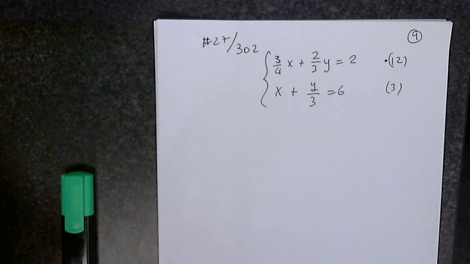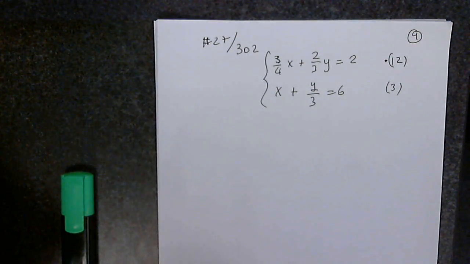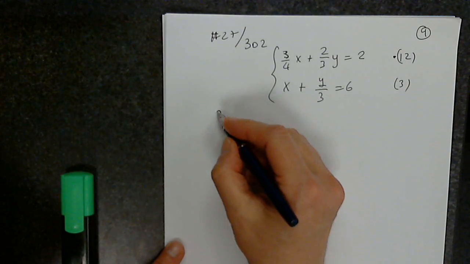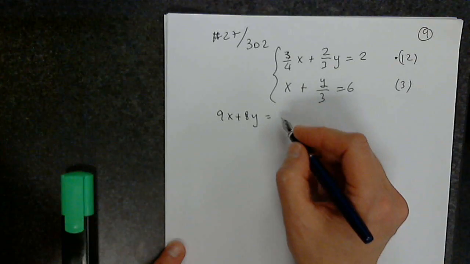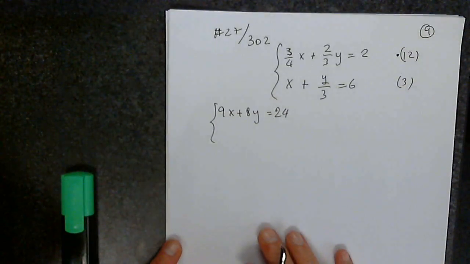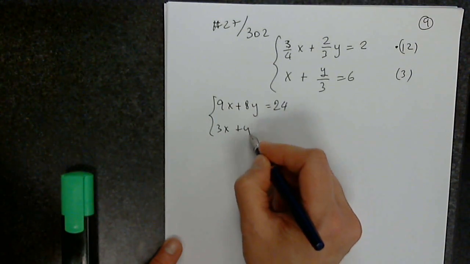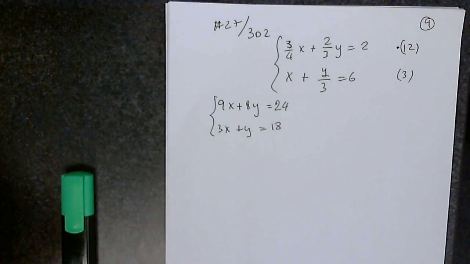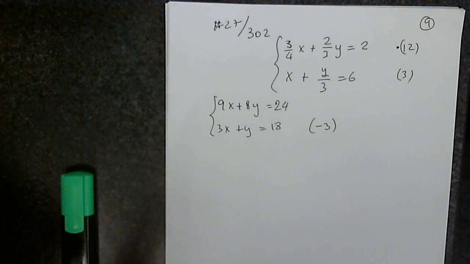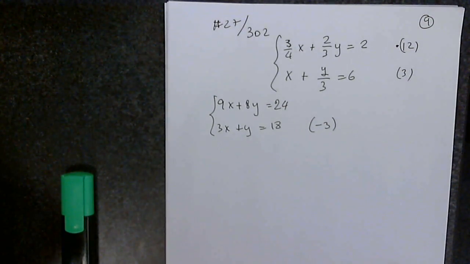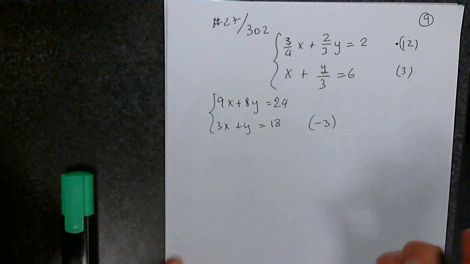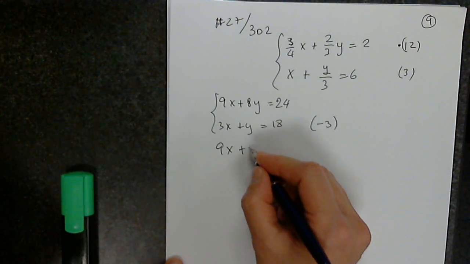Okay, anyone dictate the first equation after you multiply it? Yes, please. 9x plus 8y equals 24. Very good. I agree. And the second one? 3x plus y equals 18. Very good. I was going to multiply the second one by -3. Excellent. This is what I would do. There are other ways, and I don't claim that this is the best. Maybe you can find a shorter cut than this, but this is what I would have done.